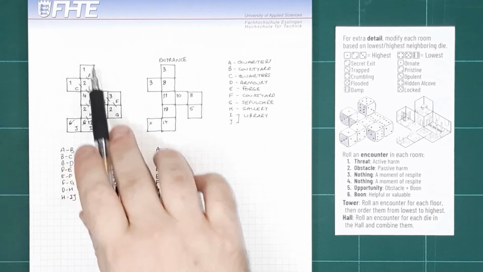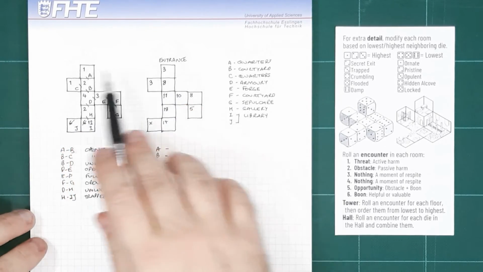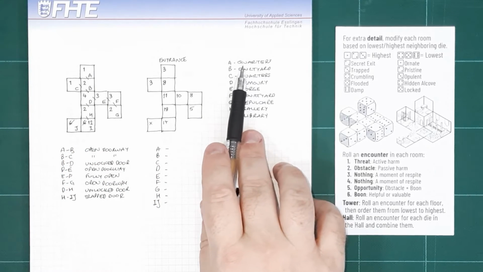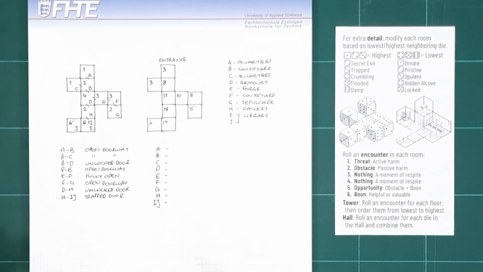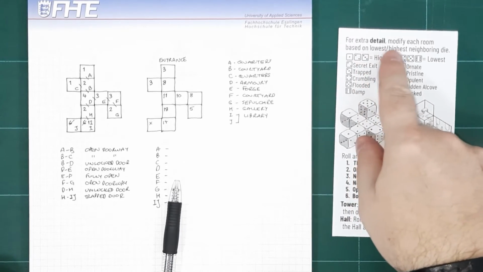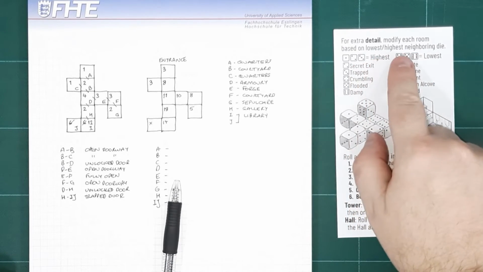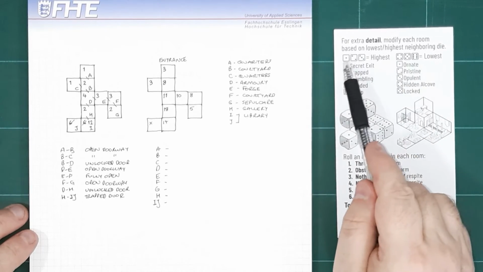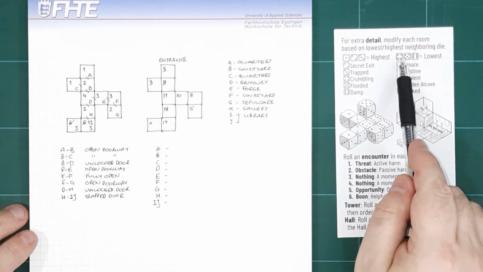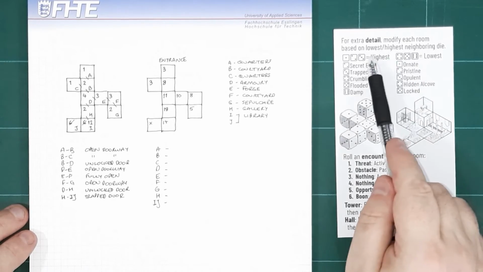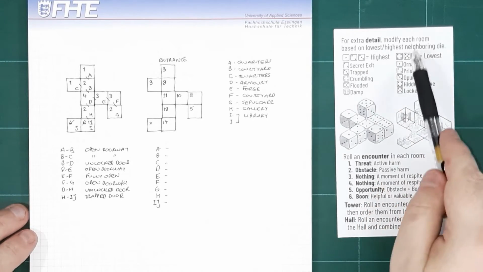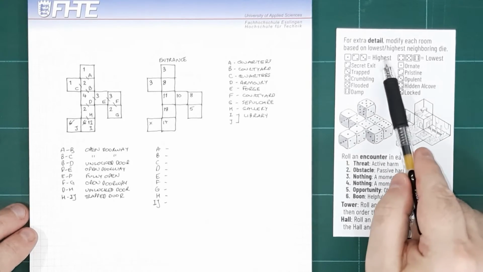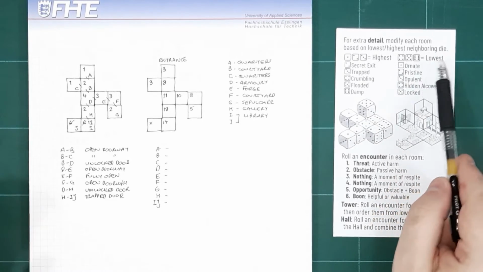So the first area that we go into through the entrance is quarters. But is there anything special about those quarters? Let's find out. For extra detail, modify each room based on the lowest or highest neighboring dice. At the top here, you've got 1, 2, 3, and then over here, 4, 5, 6. So this tells you which of these columns you're going to be looking at, and it also tells you what you should be looking for in terms of the neighboring dice.